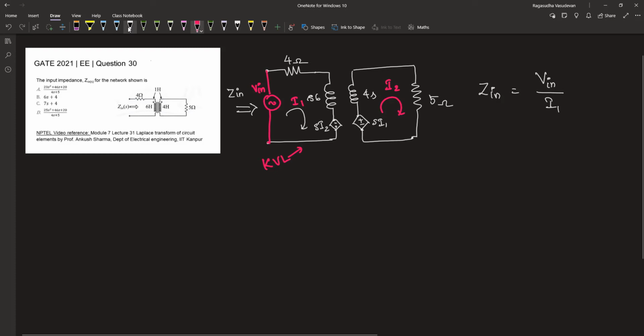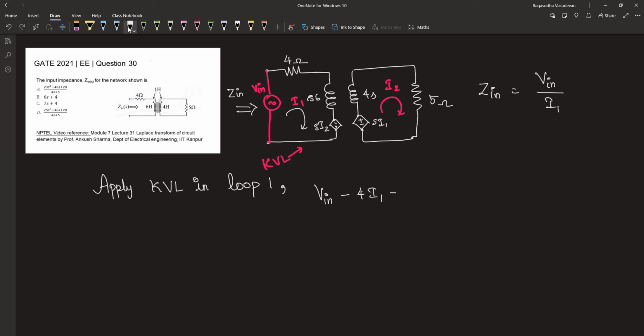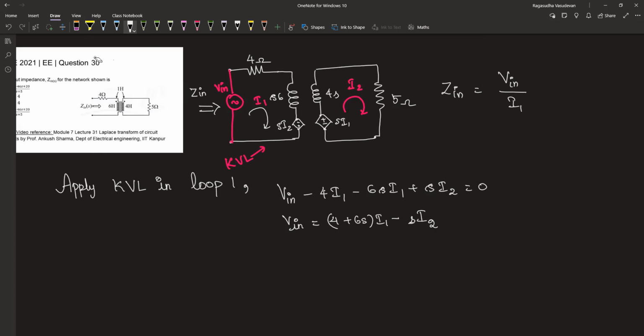Let's begin solving. If we apply Kirchhoff's voltage law in the first loop, we will get Vin minus 4 times I1 minus 6 S I1 plus S times I2 equals 0. Separating the terms, we would be getting Vin is equal to 4 plus 6S times I1 plus S into I2. So this is the equation that we get when we apply Kirchhoff's voltage law in the first loop. Let's hold this and do the same for the second loop.